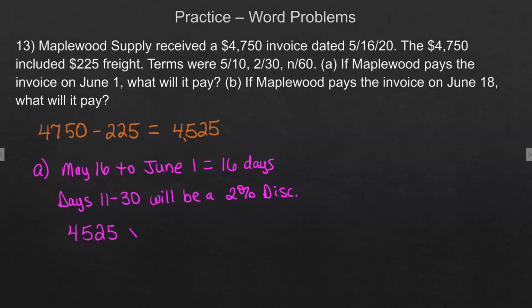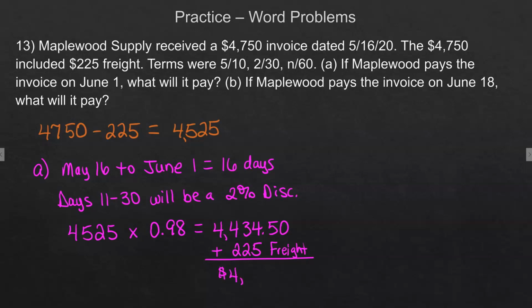Okay, so we're going to take the $4,525 and take a 2% discount, so I'm going to multiply by the complement of 0.98, and that's $4,434.50. And then we would add back on the freight. And they would owe then $4,659.50. So that is the answer to part A, and that's how much they would owe.